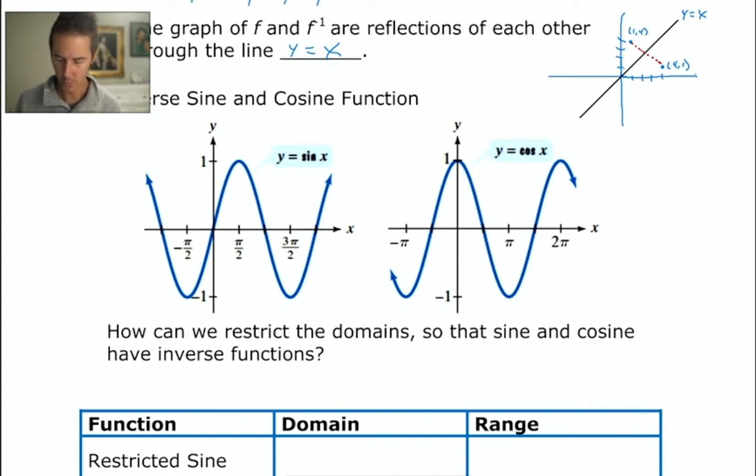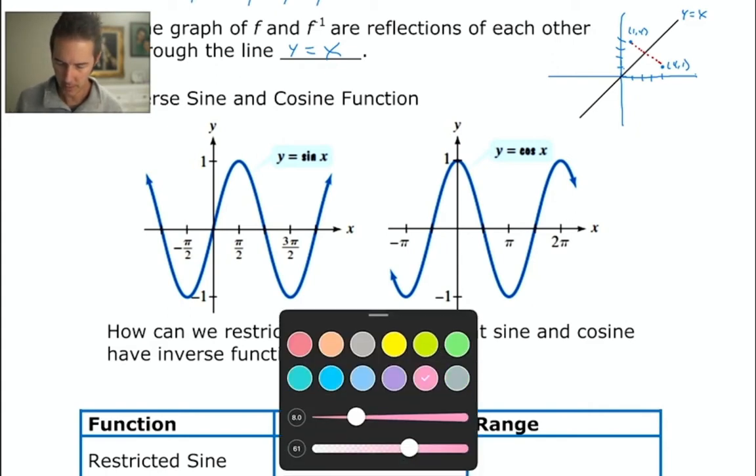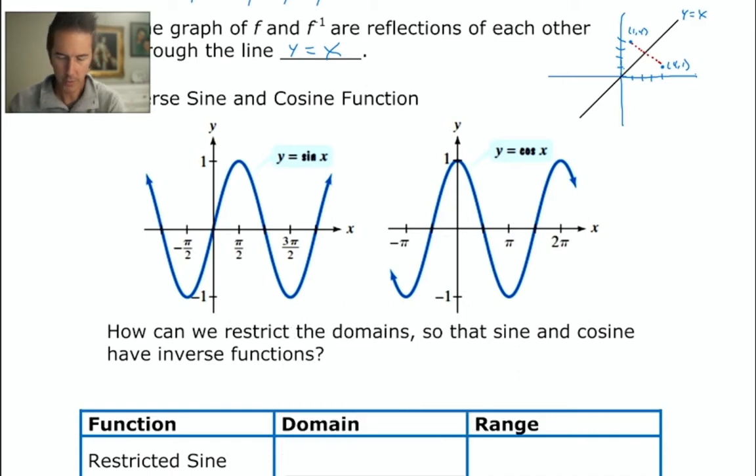So what we're going to do is, and let me use a highlighter I think for this. What we're going to do is we're going to restrict, and we're only going to use part of the sine function that goes from negative pi over 2 to positive pi over 2, including the endpoints, so with square brackets. And for cosine, a little different, we're only going to use this part, which goes from 0 to pi in the x direction, including, with square brackets, the 0 and the pi.